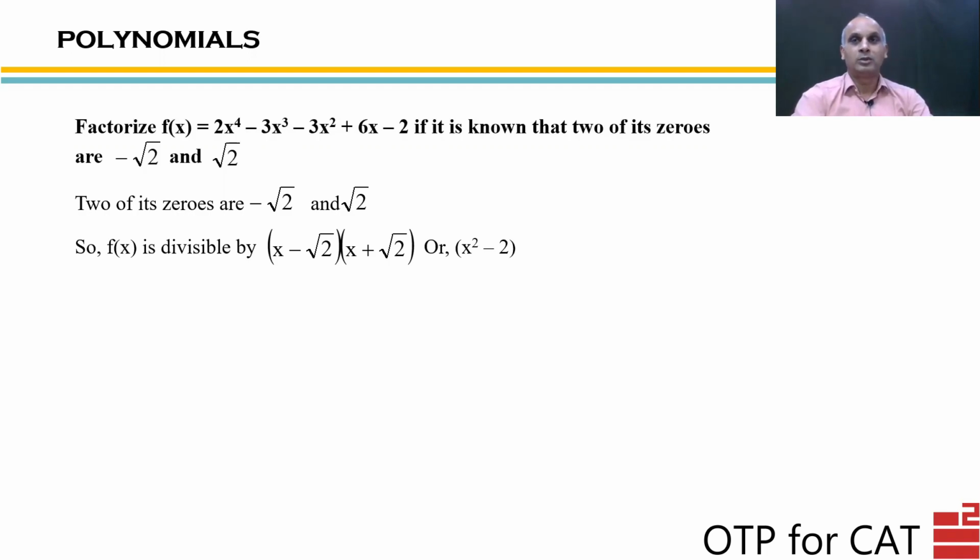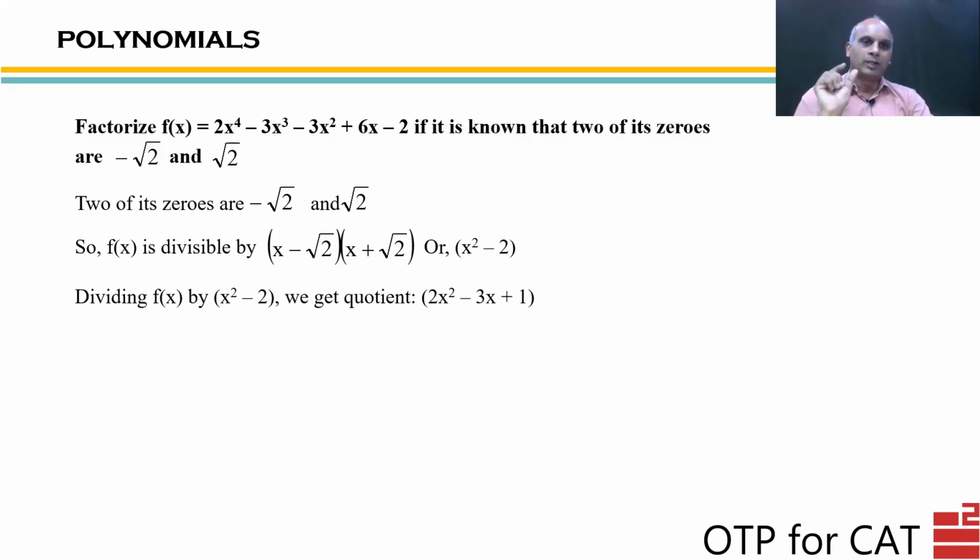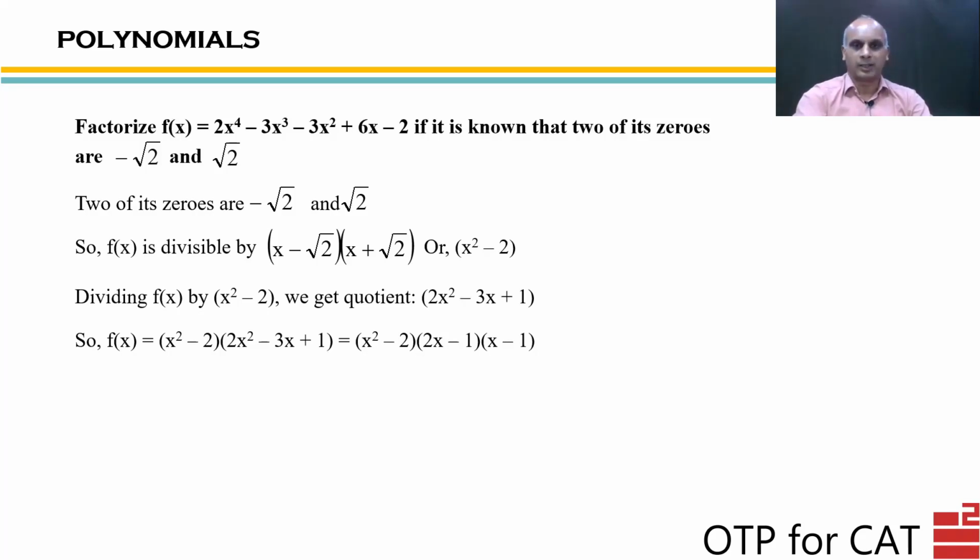So now I cannot use the synthetic division method. So what I'll do is I'll divide by the normal conventional method. I'll get the quotient as this. I believe you know how to do the division process by conventional methods, so I have not elaborated it here. So once you get the quotient as 2x square minus 3x plus 1, you can do again middle term splitting to finally get the factorization as (x square minus 2) into (2x minus 1) into (x minus 1), which finally becomes (x minus root 2) into (x plus root 2) into (2x minus 1) into (x minus 1).